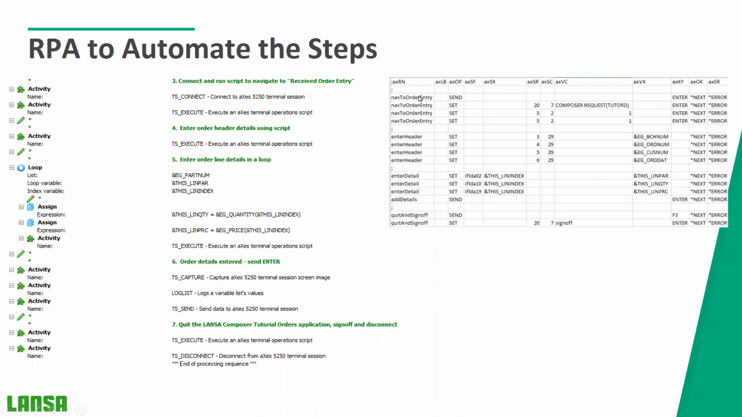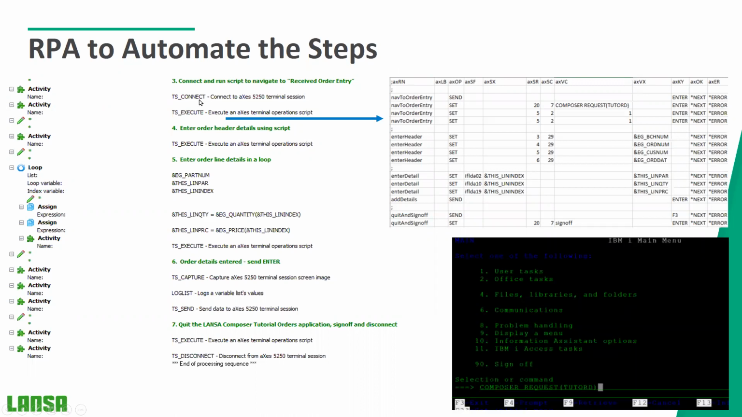And what you're seeing here are the steps. These are the shortcuts for the robot, 4 different steps. So here's where we connect. This is our scripting language. We connect to the system.